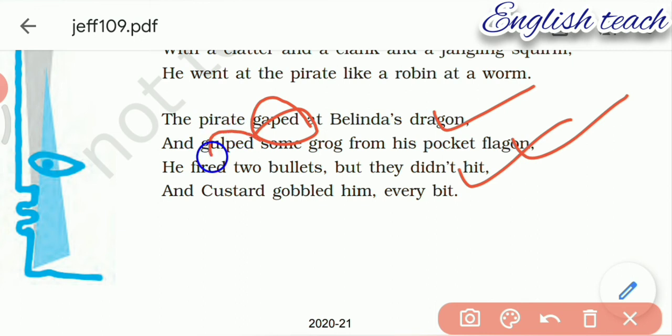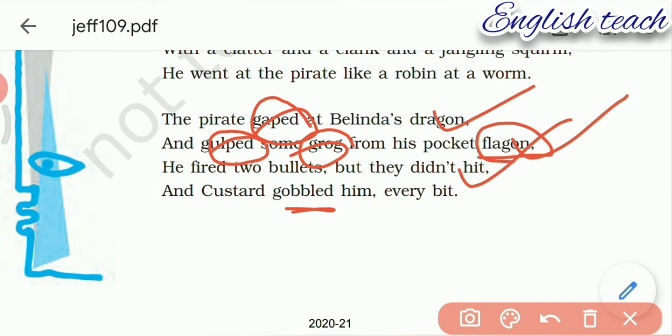Gulped. Gulped meaning is swallow. Grog. Grog meaning is a drink. Flagon. Flagon meaning is a container made of silver in which drink is stored. Gobbled. Gobbled meaning is swallowed hurriedly.